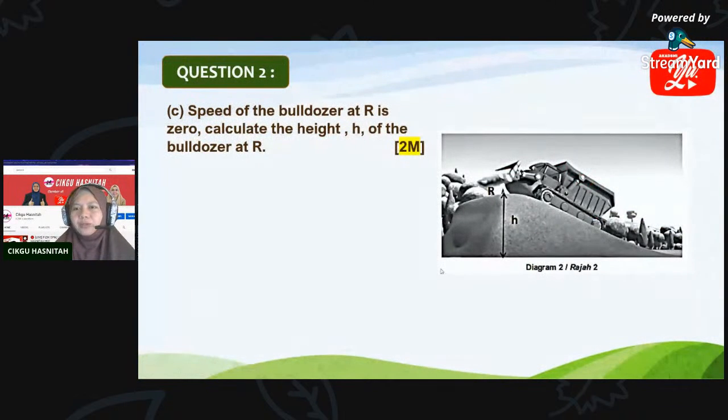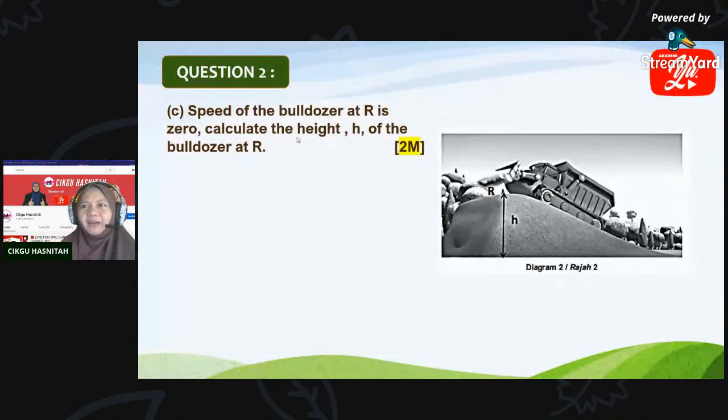Question 2C. Find now the speed of the bulldozer at R. It says that the speed of the bulldozer at R is 0. So what does it mean? It means when it moves upward, then it stops there. Once it moves from below to the position of height H, the bulldozer stops. That's why the speed is 0. So calculate the height H of the bulldozer at R.